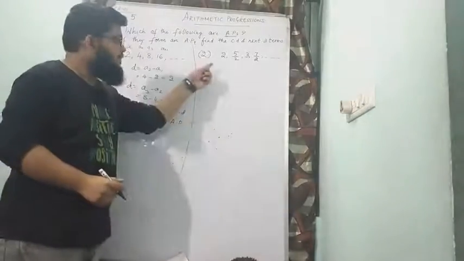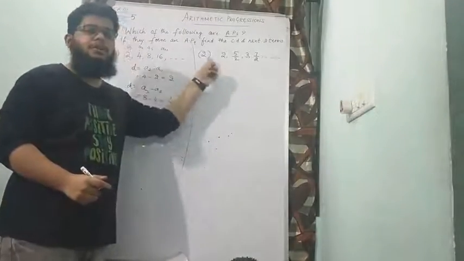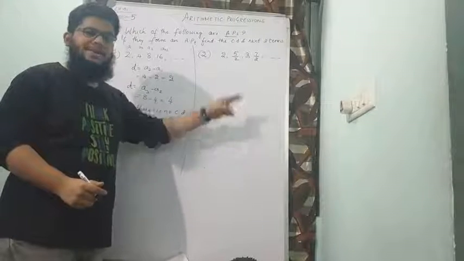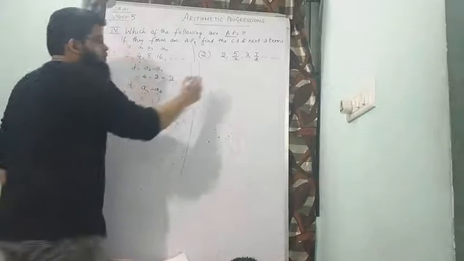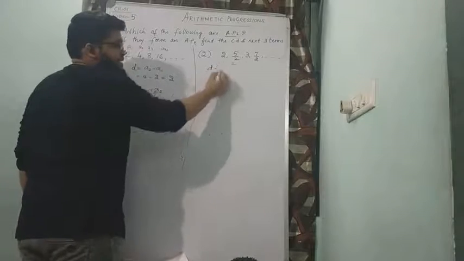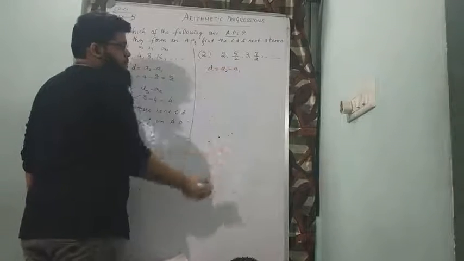I repeat, first job is to prove if this is AP or not. If it is not AP, stop. If it is AP, continue, find next three terms. Let us first prove. I go with D is equal to A2 minus A1.